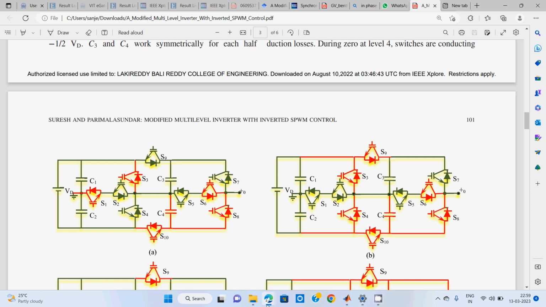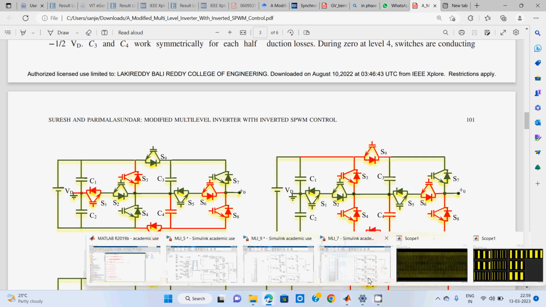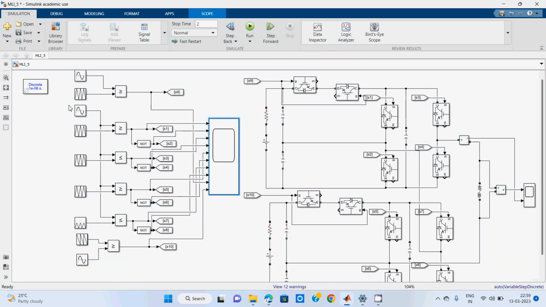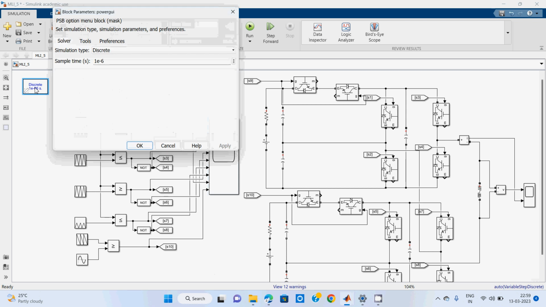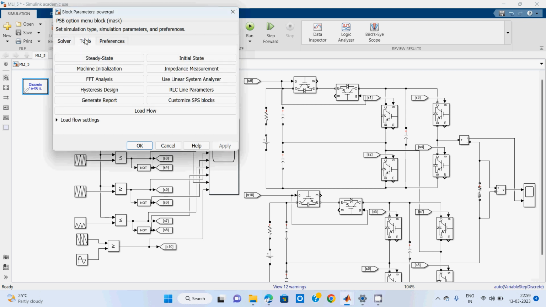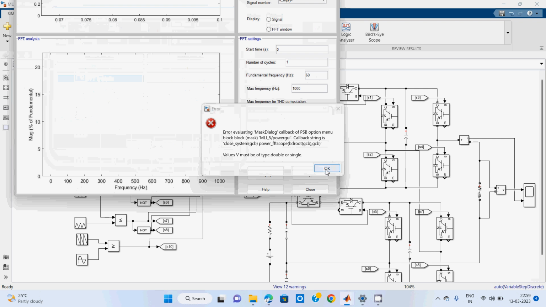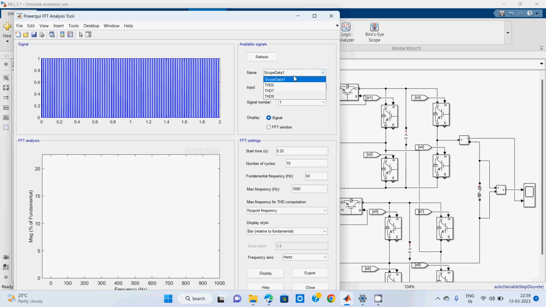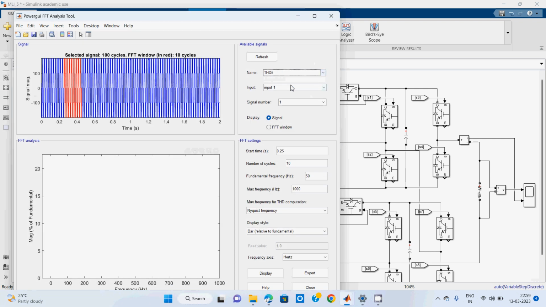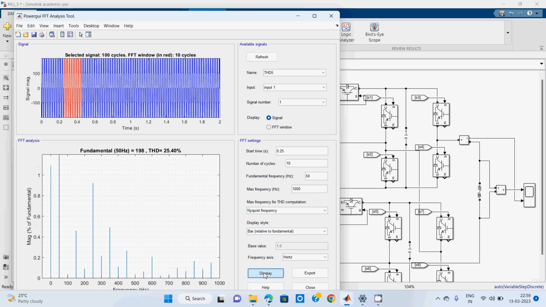So if you see the five level, I will show you with the THD value here also. So the five level THD value will be 25.444 percentage. Okay, 24.5 percentage is for five level.